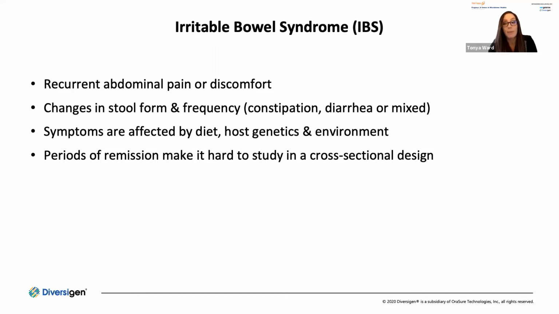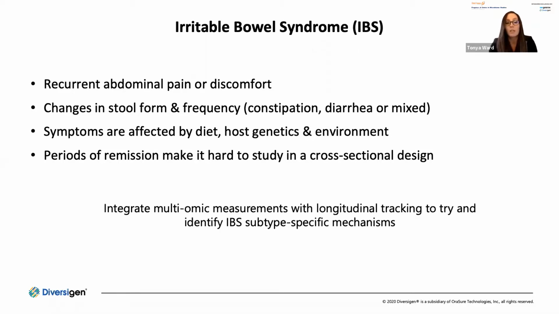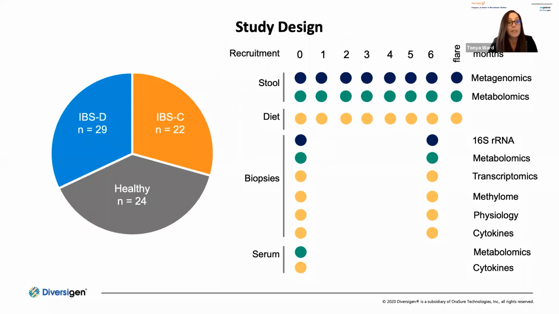Symptoms are affected by diet, host genetics, and the environment. And there are periods of remission, which can make it really hard to study in terms of a cross-sectional design because these phenotypes can be changing. That's why we wanted to integrate multi-omic measurements with longitudinal tracking to try and identify IBS subtype-specific mechanisms behind IBS.